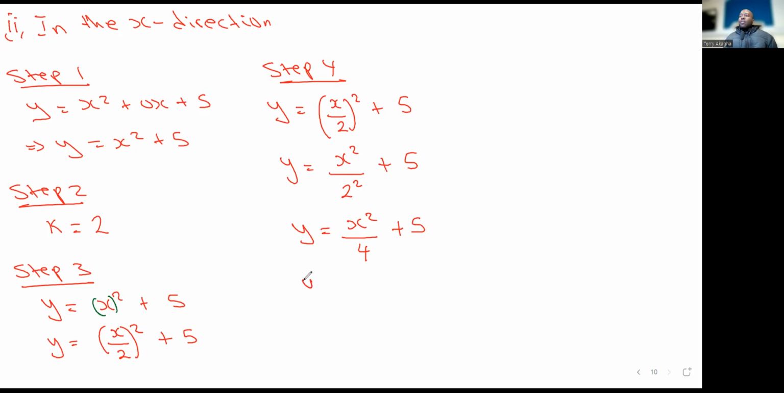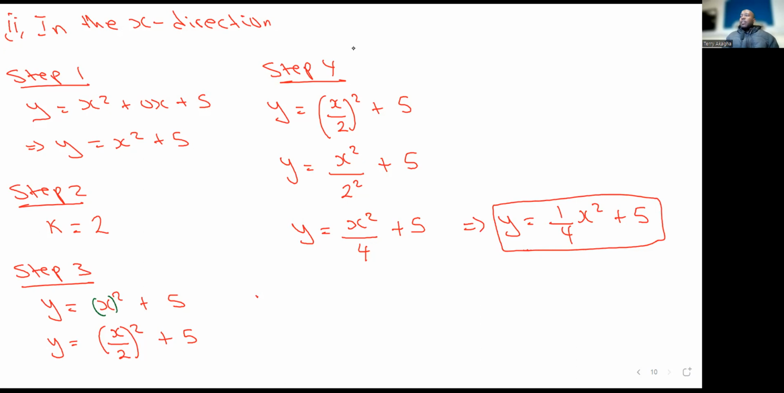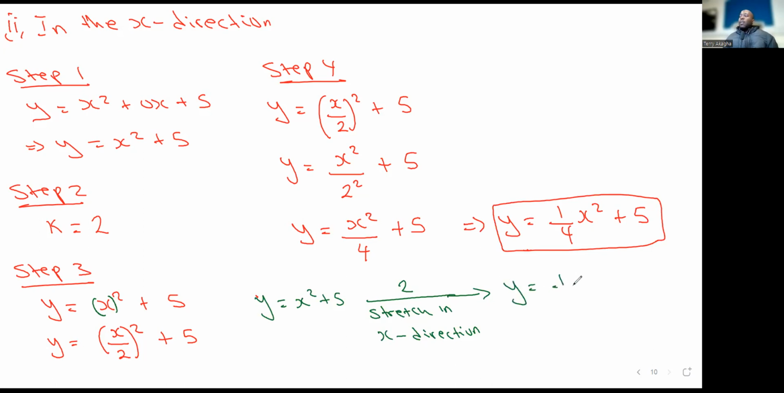So I can rewrite this again as y is equal to 1 over 4 x squared plus 5. And this is it. So what does this mean now? It means that when we have y is equal to x squared plus 5, and you stretch it by a factor of 2 in the x direction, the final equation you're going to get is 1 over 4 x squared plus what? 5. Okay, so that means this graph, when you stretch it, is going to look like this.